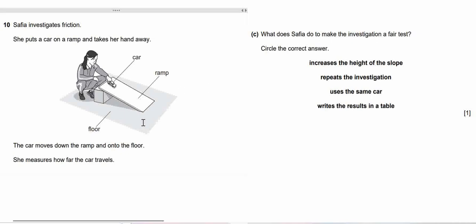All right, we have question 10C. The same about Sophia. What does Sophia do to make the investigation a fair test? Circle the correct answer. Is it increases the height of the slope? Is it repeats the investigation? Is it uses the same car or writes the results in a table? 10 seconds.